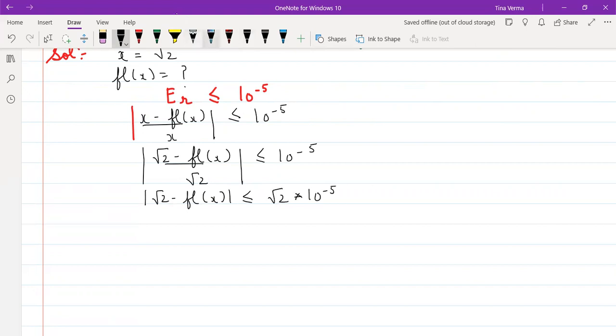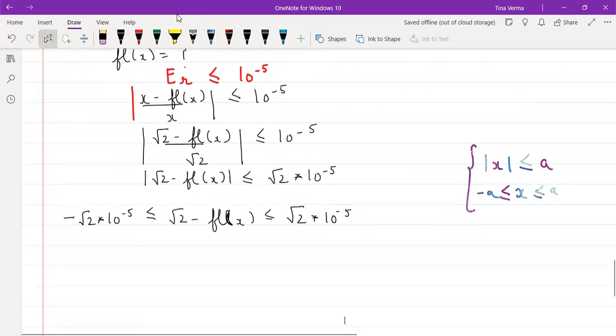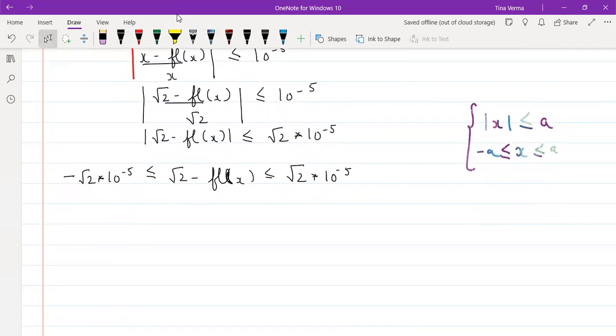You have done the property that if mod of X is less than or equal to A, then X lies between minus A to A. So for this case, this thing is lying less than or equal to root 2 into 10 raised to the power minus 5. That means it lies between... clear up to here. Now you have to find the value of FLX.